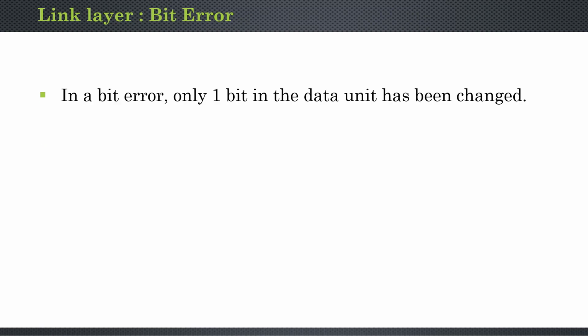So before talking about how to detect errors, let's see what are the types of errors. Basically, we have two types of errors. Number one is bit error and number two is burst error. So let's start with what is a bit error. In a bit error, only one bit in the data unit has been changed upon the transmission. We will explain that in this example.